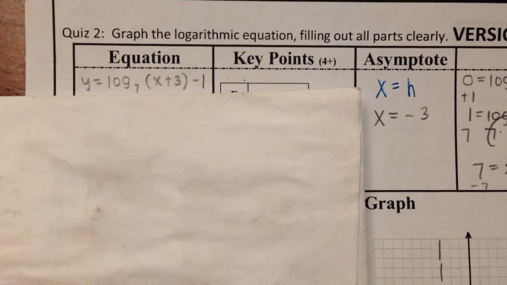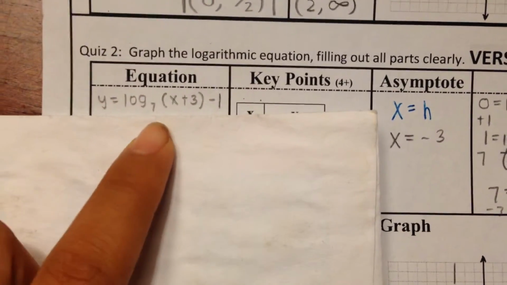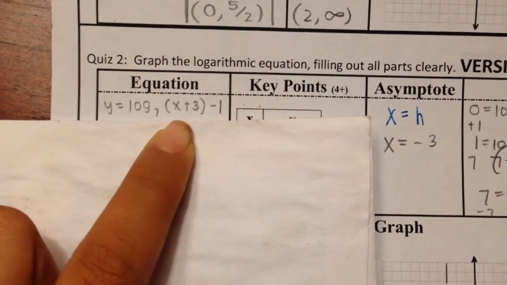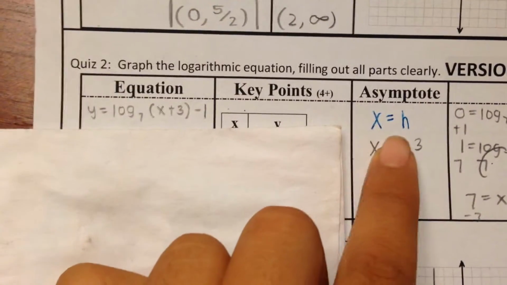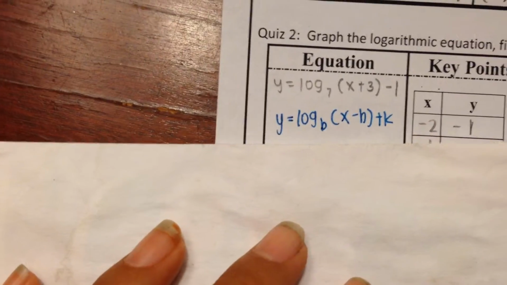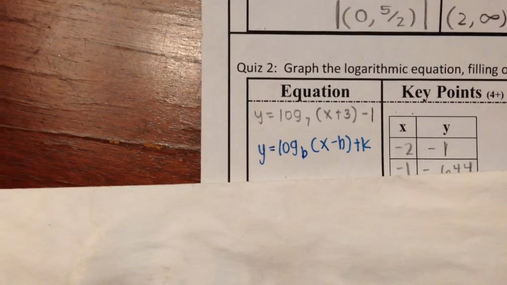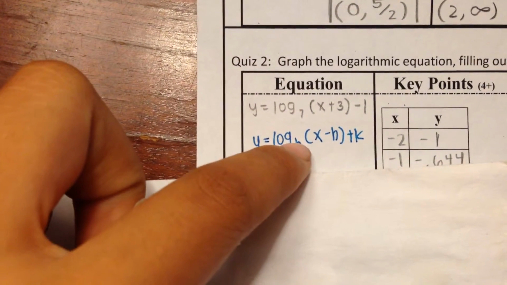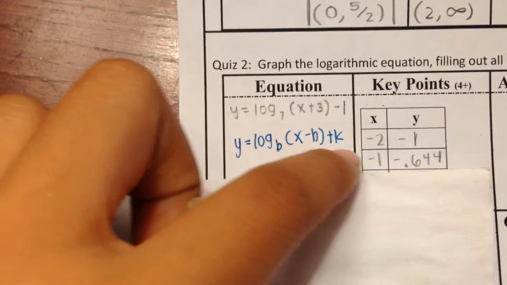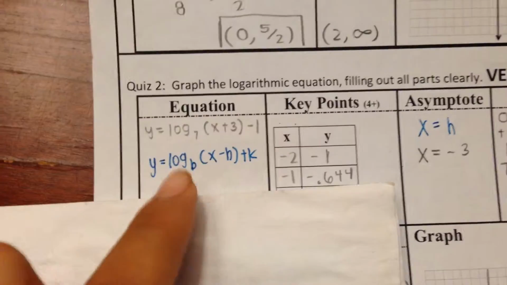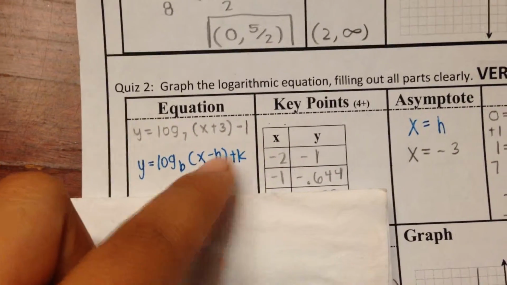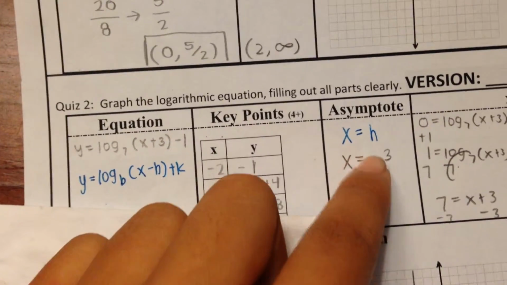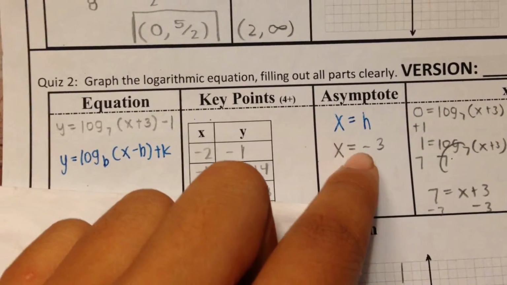So I'm going to start on the asymptote first because it is the easiest once you see your equation. So our equation is log base 7 of x plus 3, minus 1, and our asymptote is x equals h. This is the skeleton equation, as I like to call it, where we plug in all of our numbers and variables. As you can tell, it's minus h, but we have a plus 3 here, so that means our h must be negative. So our h is negative 3, so our asymptote is x equals negative 3.